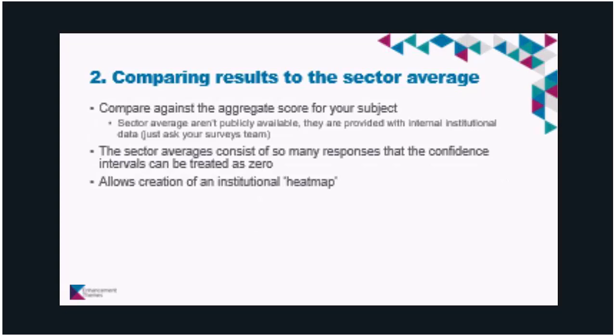Now the sector averages' confidence intervals are just on the OFS website. Anyone can go there and download them along with the actual percentage degree and various other bits of data. The sector averages aren't for some reason publicly available. They're provided with your internal institutional data, which made sense in the old days because internal institutional data was different from what's publicly available. But these days it's kind of the same. So I'm not quite sure why, but your surveys team within your institution will have the sector averages. So get in touch with them, see if you can get hold of them to do this kind of thing.